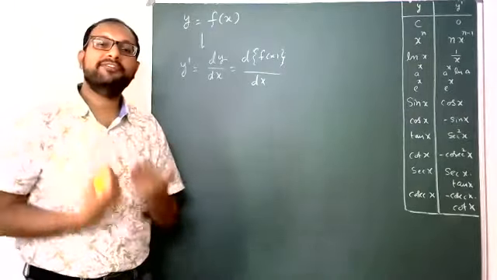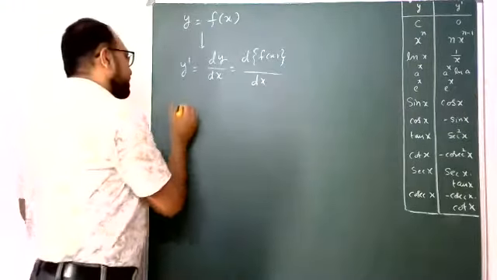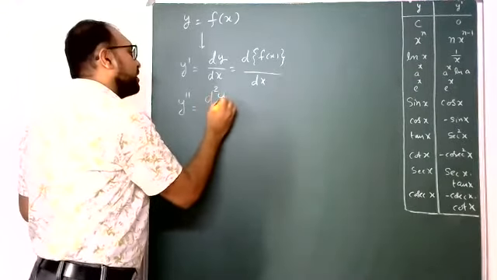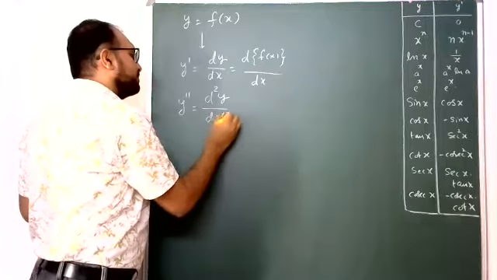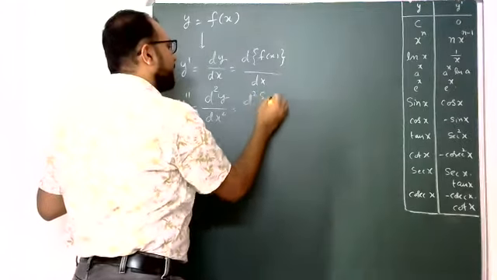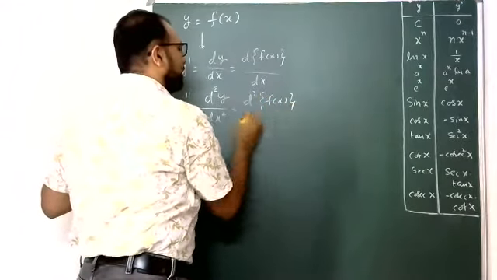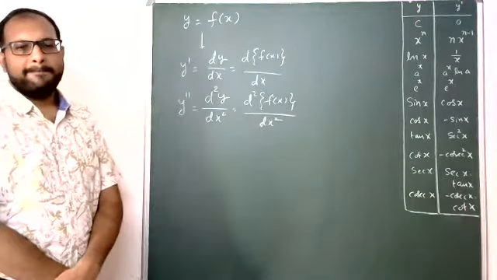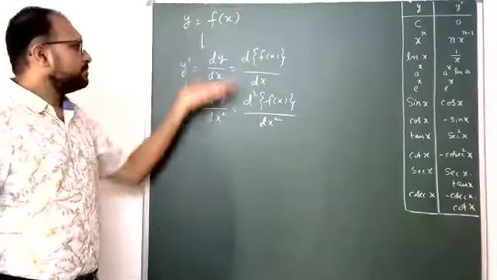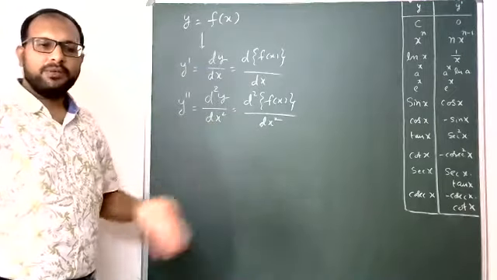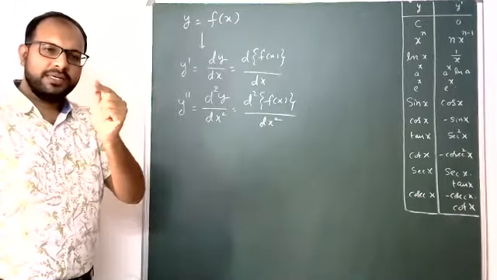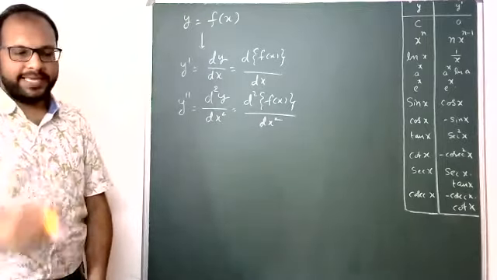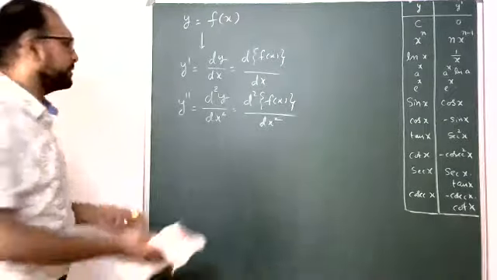Now coming to double differentiation: y double prime equals d square y by dx square, that means d square f of x with respect to x. So double differentiation means whatever first derivative you got, one more time you need to differentiate that function. One example I will tell, just wait.